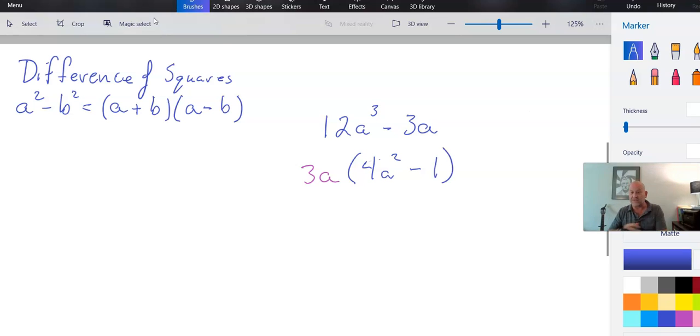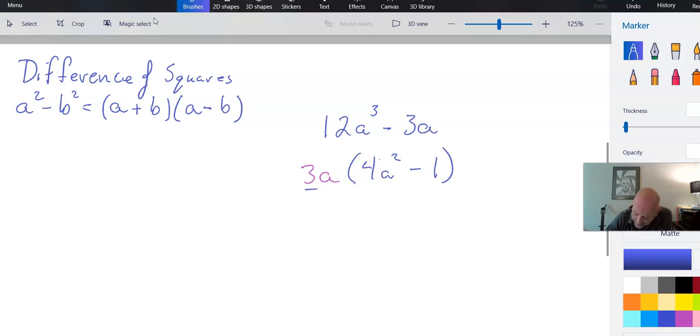And so we have to ask ourselves, do any of these pieces factor? Well, 3a is a monomial, right? Monomials don't factor. Those are always prime. 4a squared minus 1 is the difference of squares. 4a squared is probably the more obvious square. The minus 1, though, 1 is always a square. In fact, 1 is a little bit of everything. 1's a perfect square, 1's a perfect cube, 1's a perfect fifth power. Whatever power you raise 1 to, you get 1. So it's every root also.